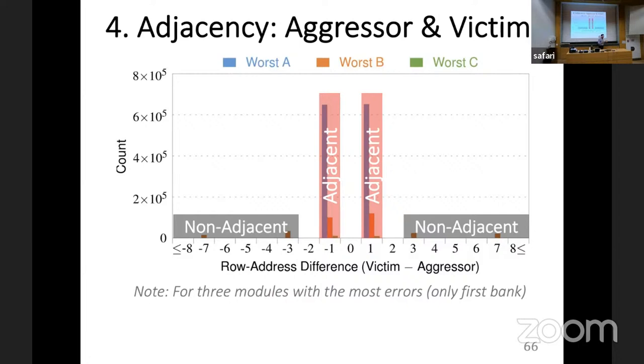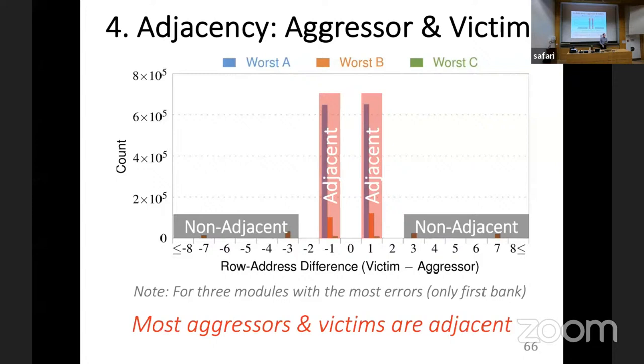Now, what does this mean? This is interesting because from whatever we hypothesize in this error mechanism, it's a physical disturbance mechanism. It should really happen between physically adjacent rows. The victim should be physically adjacent to the aggressor, essentially. But how do you explain these non-adjacent parts then? Any thoughts?